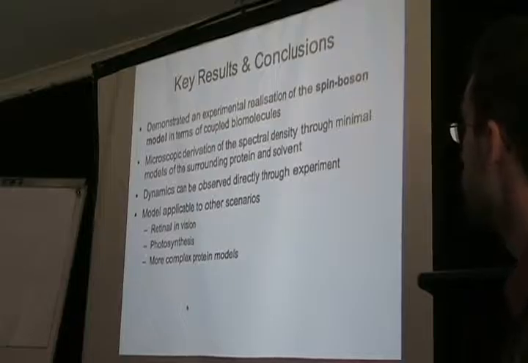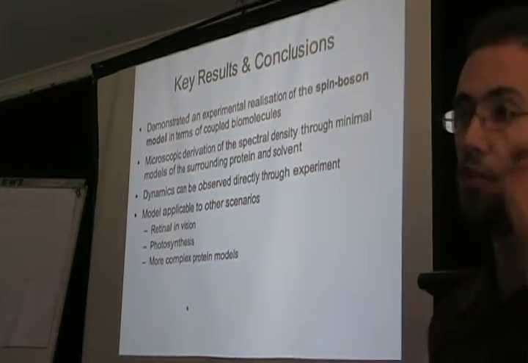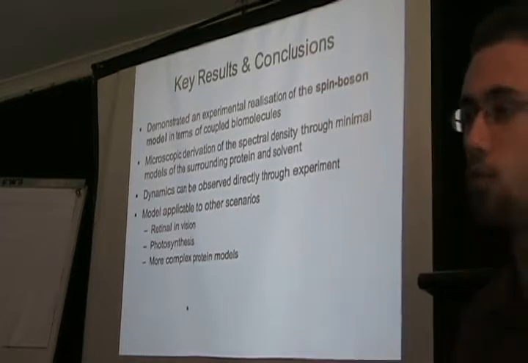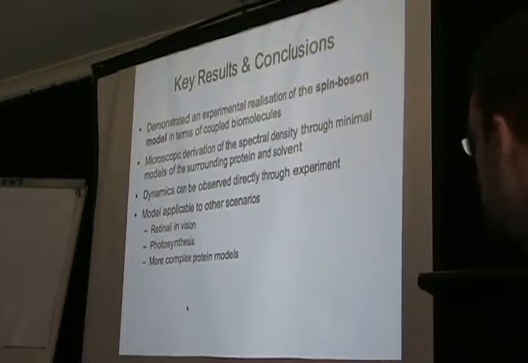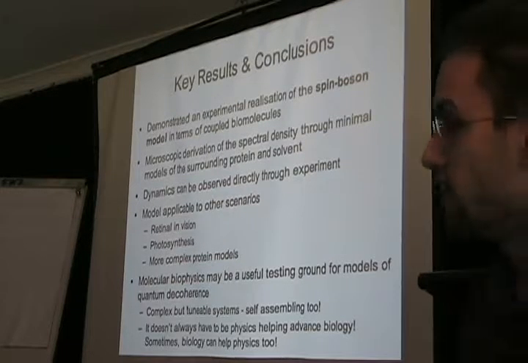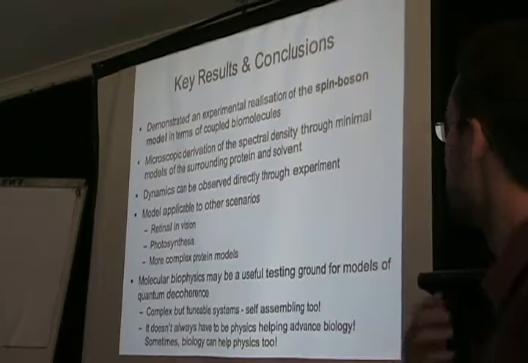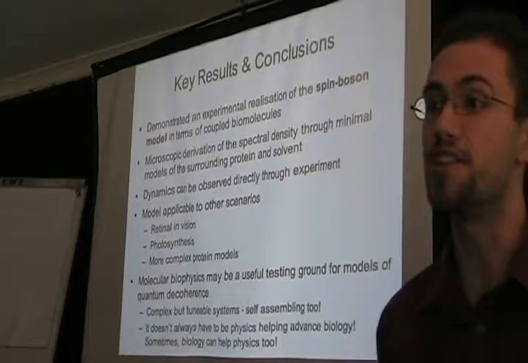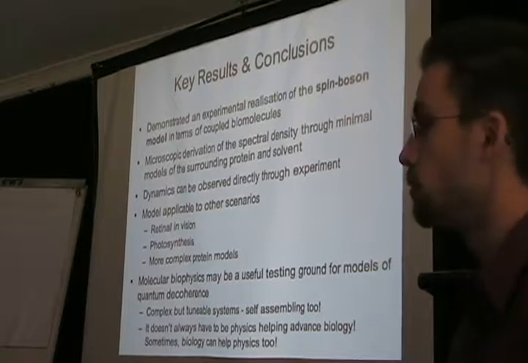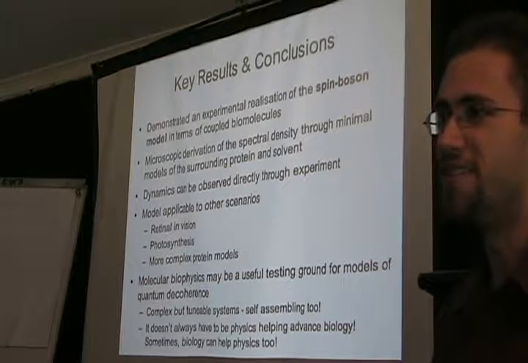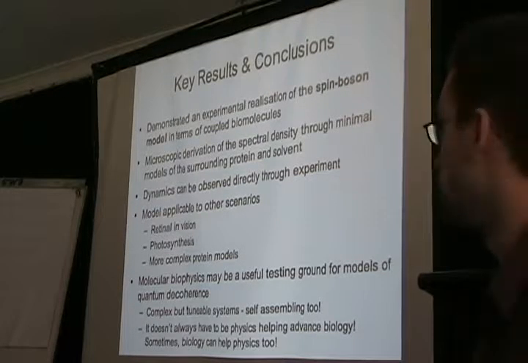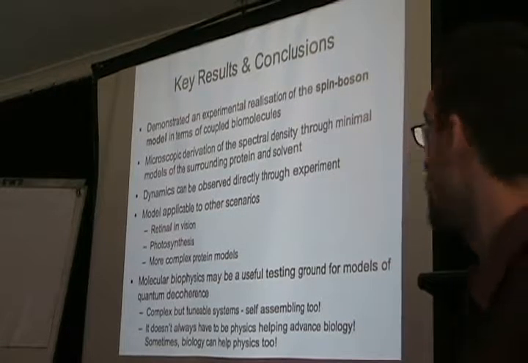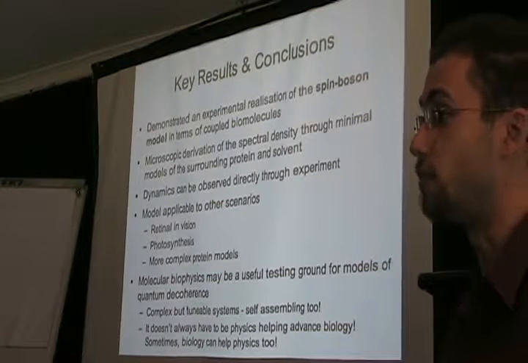So the retinal and vision, photosynthesis, and also more complex protein models as we consider what part of the protein or the bound water is most important, and that's the paper that we're working on at the moment. And finally, like I was saying before, molecular biophysics may be a really useful testing ground for these models of quantum decoherence that we have in physics. They're highly tunable and they're self-assembling. We can build quite complex systems just by using biology. So it doesn't always have to be physics helping to advance our understanding of biology. Perhaps biology can help us understand a bit more physics too.